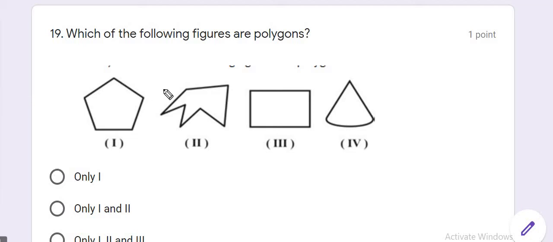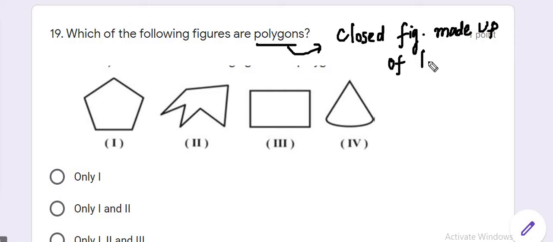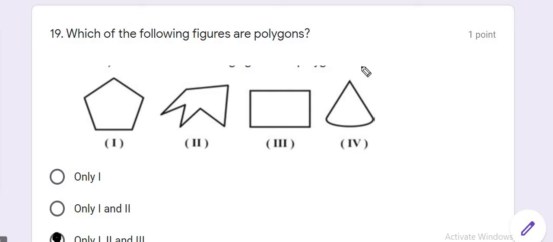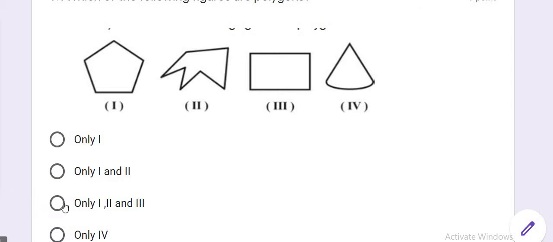Question 19. Which of the following figures are polygons? What are polygons? Closed figures made up of line segments. So we must have a figure made up of line segments and it must be closed. So the first is a polygon because it is made up of line segments and it is a closed figure. The second is also made up of line segments and it is a closed figure, so it is also a polygon. The third is also a polygon because it is made up of 4 line segments and is a closed figure. The fourth has a curve. Because it is curved, the fourth is not a polygon. So only 1, 2 and 3 are polygons. So option C is correct, in which we have only 1, 2 and 3.